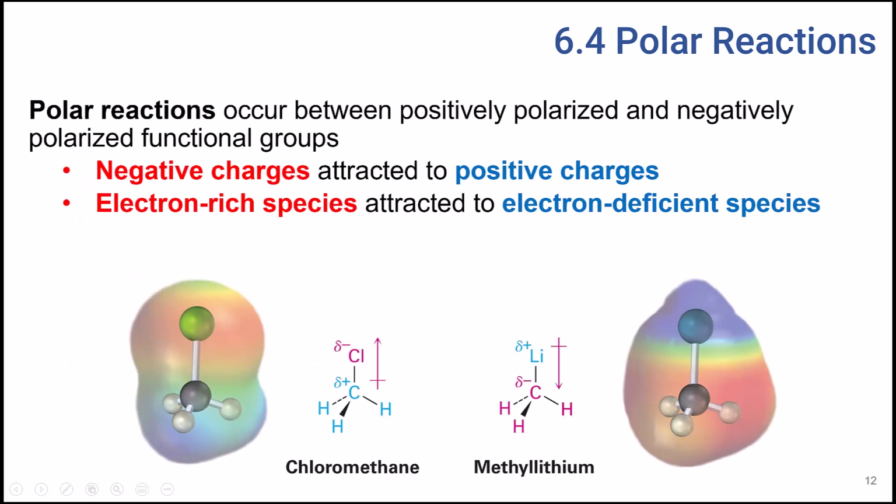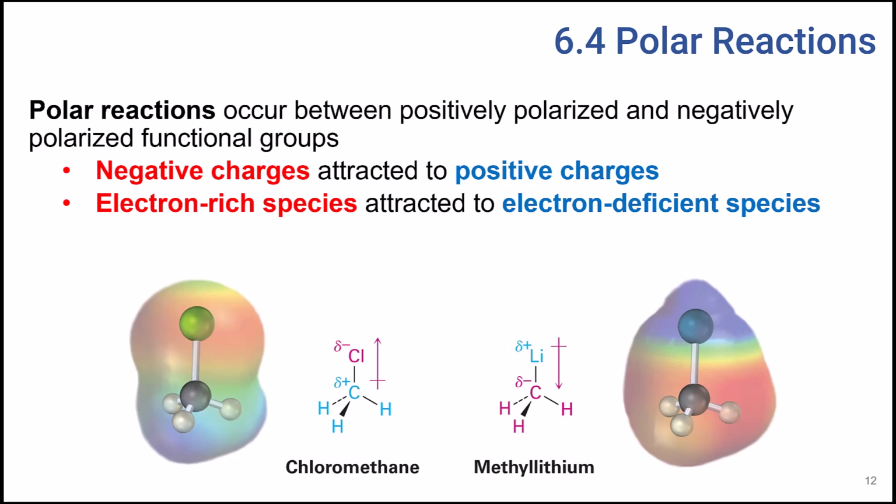So polar reactions typically occur between something that's positively polarized and negatively polarized. So we have an opposites attract situation here. Negative charges are attracted to positive charges. Electron-rich species are attracted to electron-deficient species. An example of one of these is chloromethane. As we have that chlorine up on top, that's electronegative. That makes the carbon electropositive. So this is going to be electron poor, that carbon there, whereas the chlorine is electron-rich.